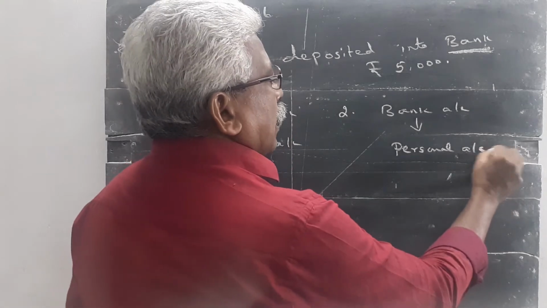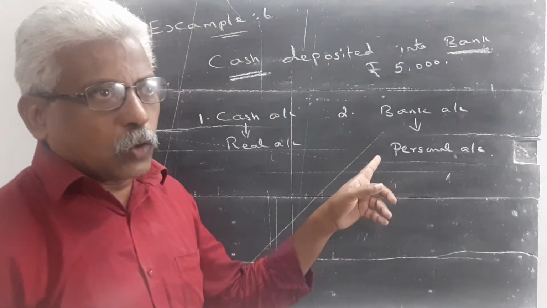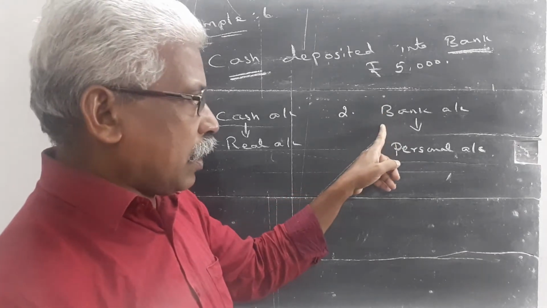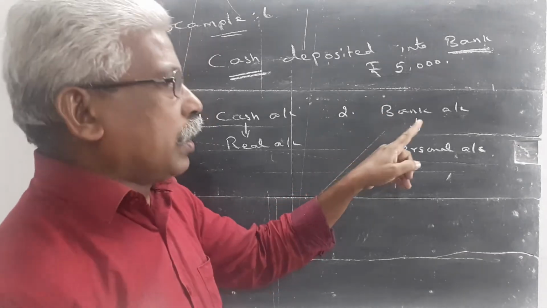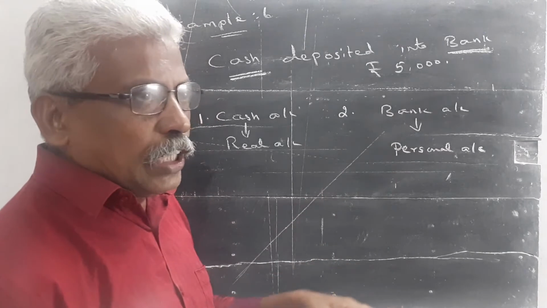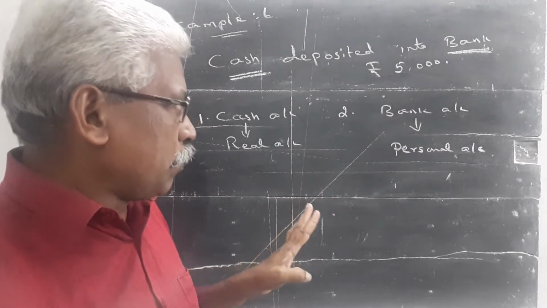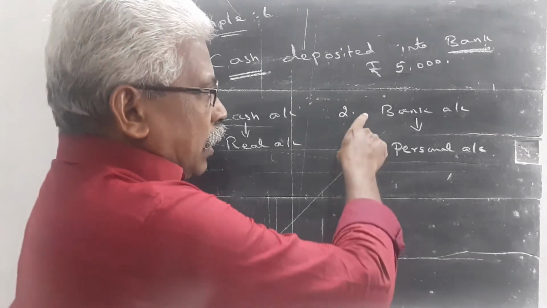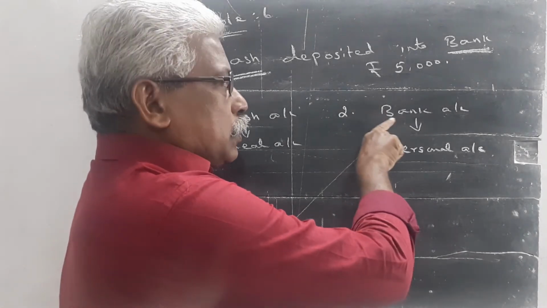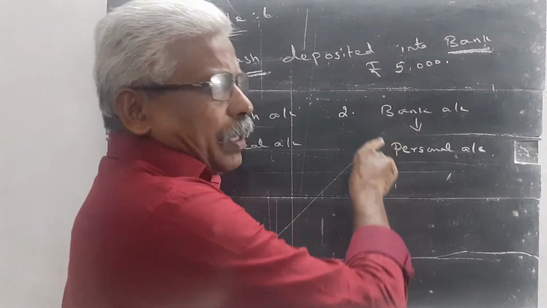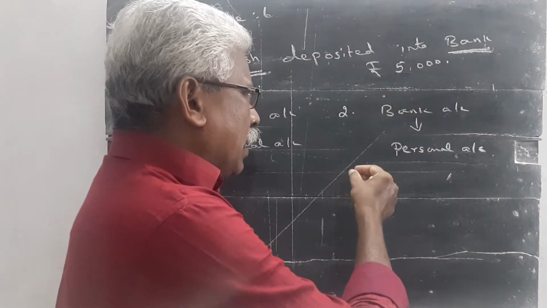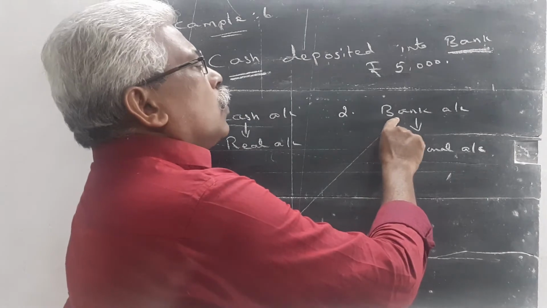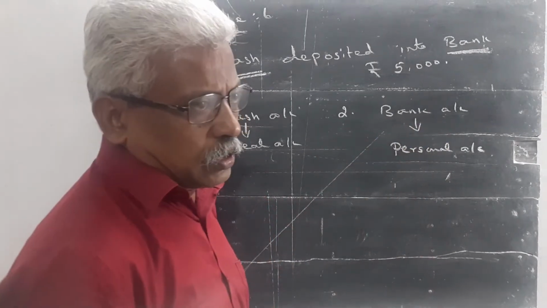How can we tell bank is a personal account? Bank means this bank may be State Bank of India or Canara Bank or Indian Overseas Bank. Any account that starts with a name is called a personal account. Here the bank name is not specified, so bank means any one of the banks, Canara Bank, State Bank of India, Syndicate Bank or Bank of Baroda. So bank is the personal account.